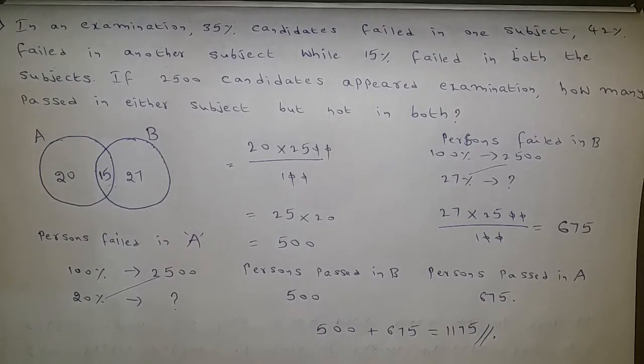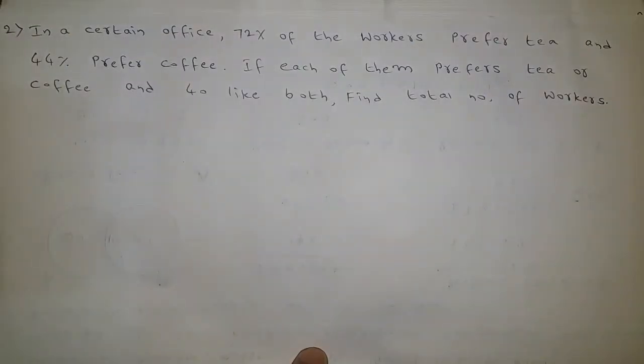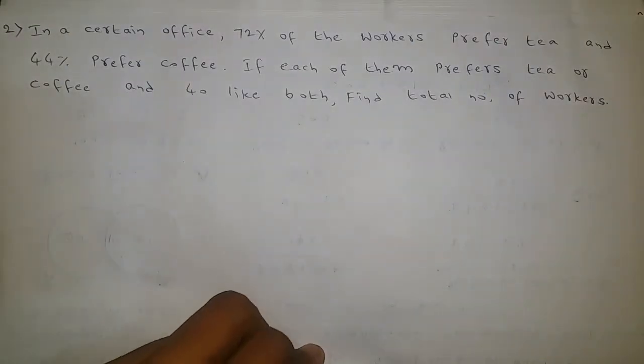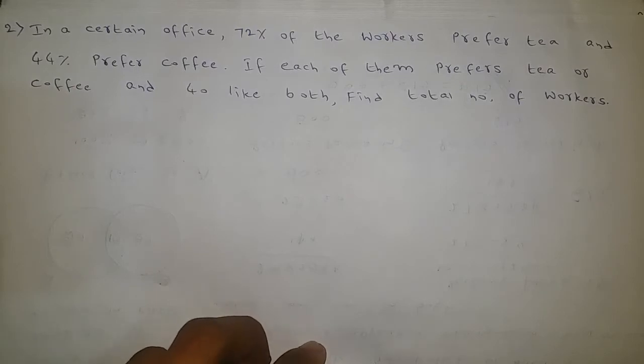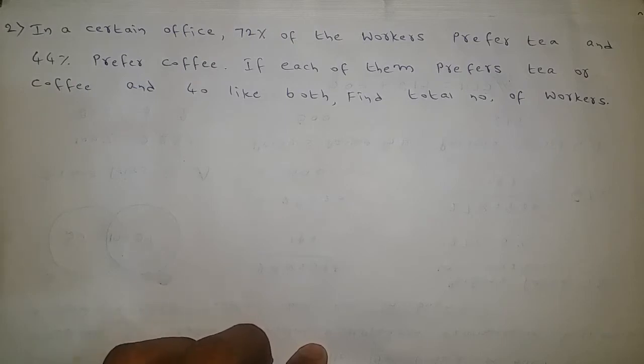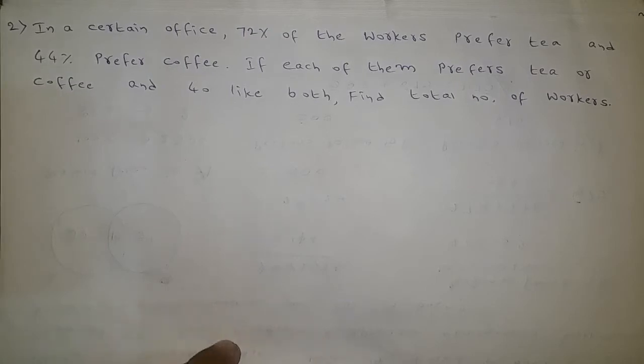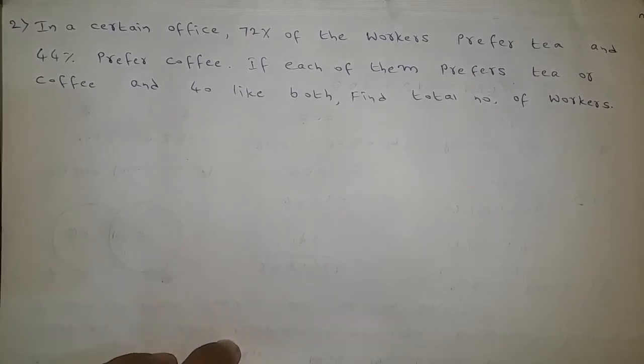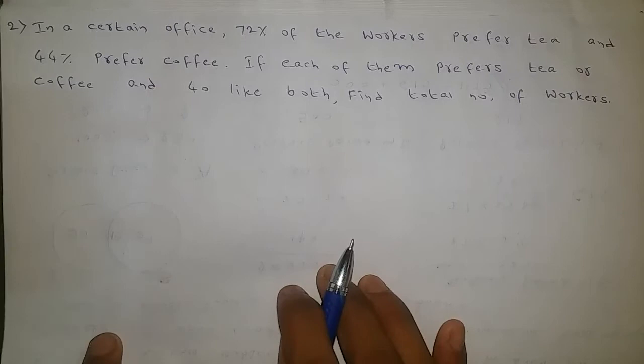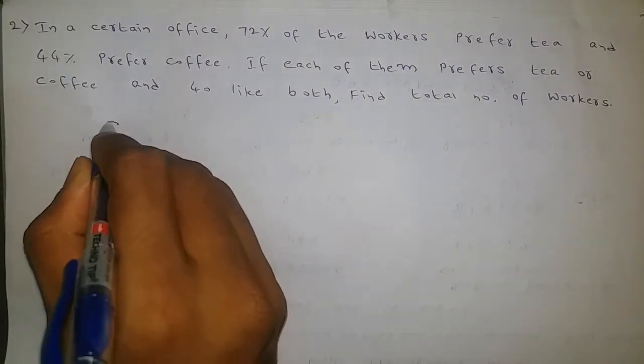Okay, now let's move to the next question. The second question is, in a certain office, 72% of the workers prefer tea and 44% prefer coffee. If each of them prefers tea or coffee and 40 of them like both, then find the total number of workers. Again, I am going to use the Venn diagram.